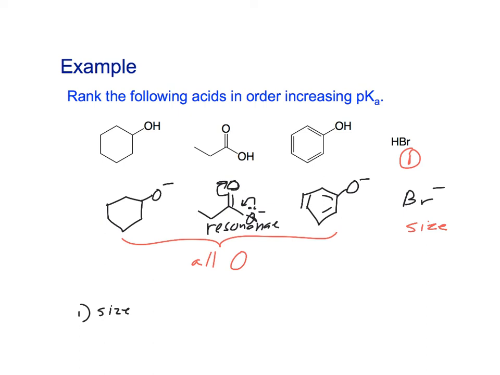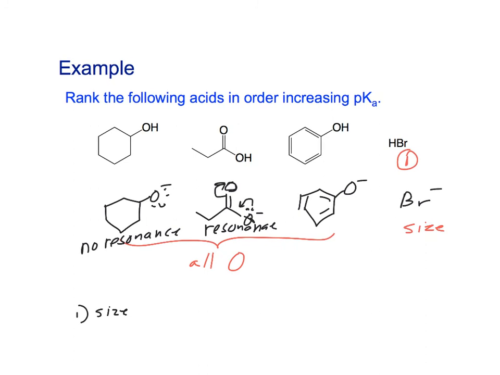What about the one on the left? Does it have resonance? No, this has no resonance over here. The electrons on this oxygen are going to be localized. They can't be shared anywhere. So this is going to be the least stable, so this is going to actually be number 4.